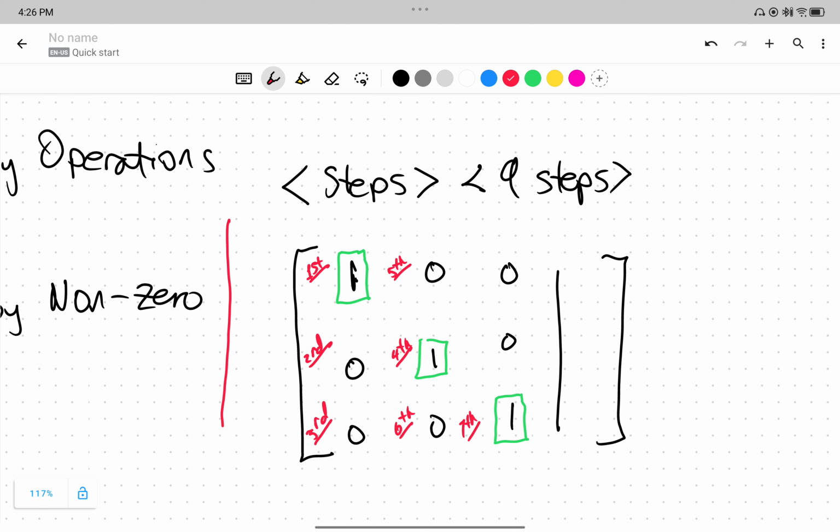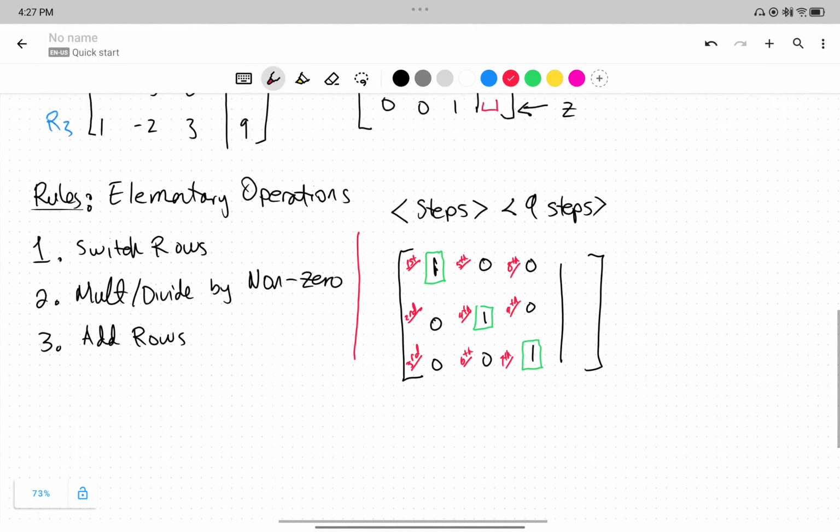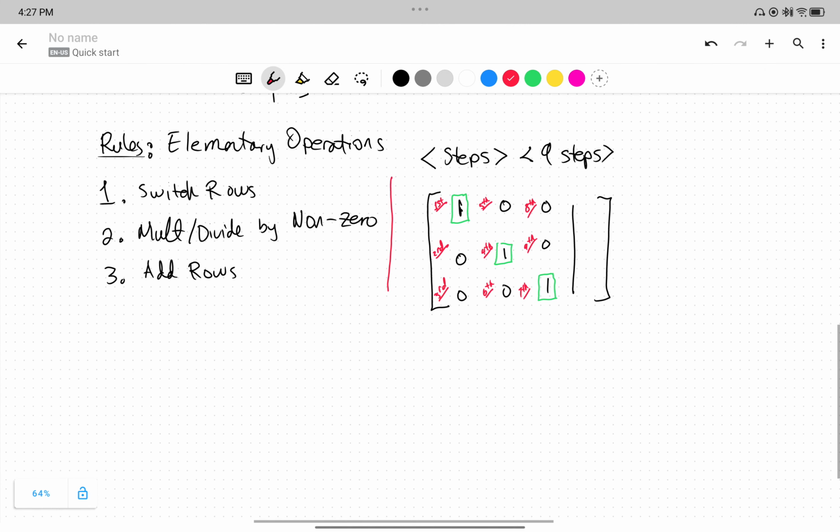And then the zeros, it really doesn't matter which one you do first. So if you wanted to, you could call this 8 and then 9. The important part is the ones are before the zeros. Okay.